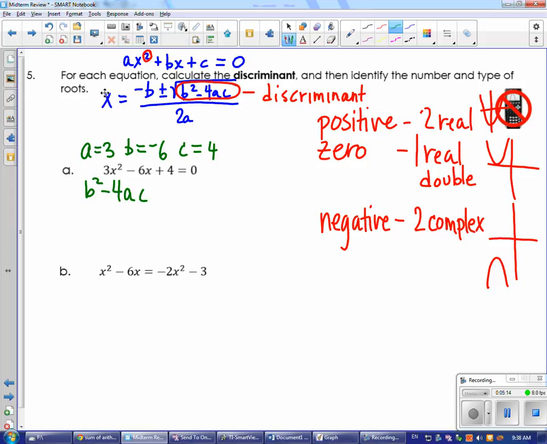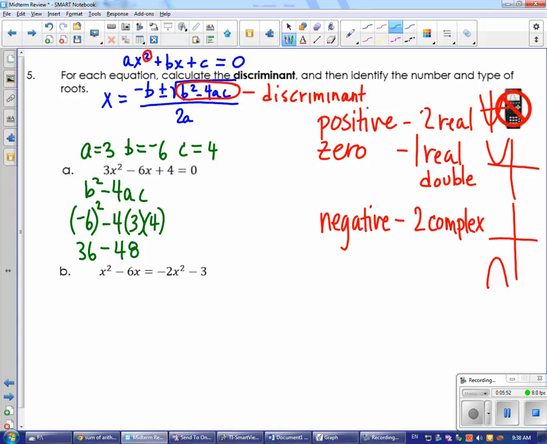Get in the habit, when you're dealing with b squared, to put the number in parentheses before you square it. So b is -6. I want to square that, and then minus 4 times the value of a, which we said is 3, times c, which is 4. Remember, anytime you square a number, it's going to come out positive. So (-6) squared is 36. And if I multiply 4 times 3, that gives me 12, and 12 times 4 is 48. And so I've got 36 minus 48.